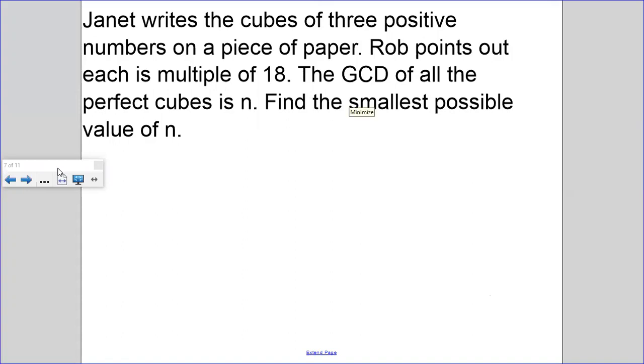Wouldn't it be 18 because we're looking for the smallest value and they're all a multiple of 18? What does the first sentence say for us though? Jeanette writes the cubes of 3 positive numbers. The cubes, right? So is 18 a cube? Yeah, 18 is not a cube, so that won't work. If 18 were a cube, I'm 100% with you.